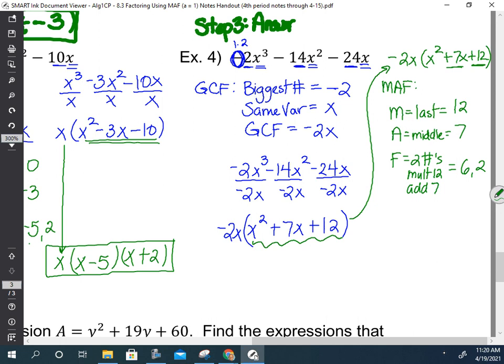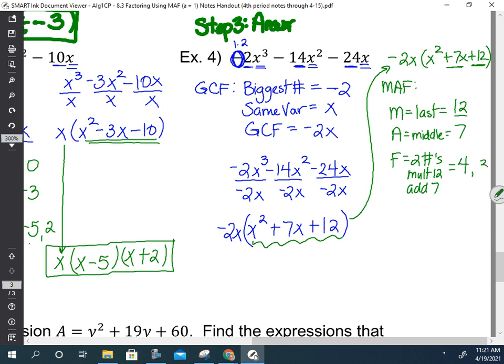But this would be very bad if this was a quiz or a test question, knowing good and well you could not use 6 and 2. 6 times 2 gives you 12, but 6 plus 2, last time I checked, is 8. I can't use 6 and 2.